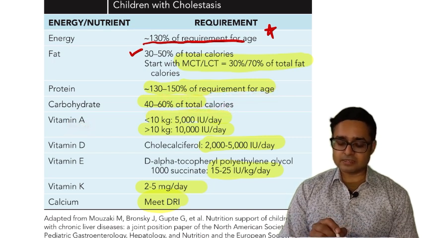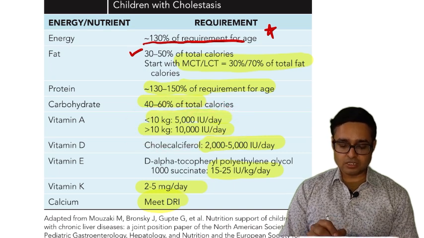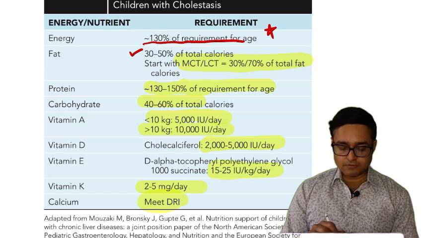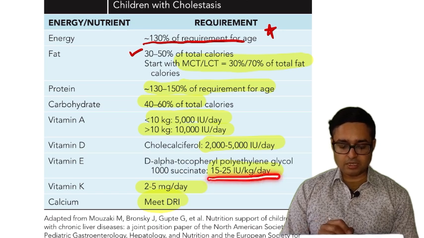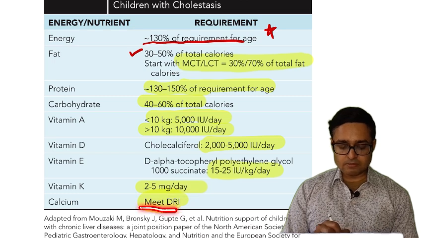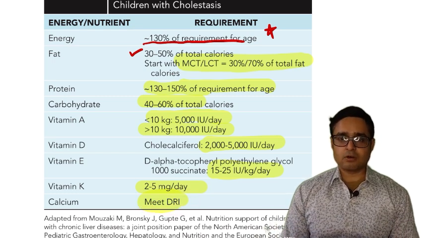Vitamin A, if less than 10 kg, 5,000 IU per day, and more than 10 kg, 10,000 IU per day. Vitamin D is 2,000 to 5,000 IU per day. Vitamin E 15 to 25 IU per day. Vitamin K 2 to 5 milligram per day, and calcium to meet the DRI. So this was for neonatal cholestasis.